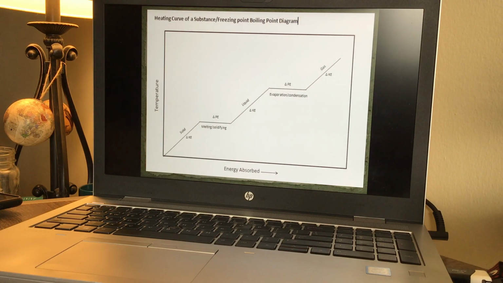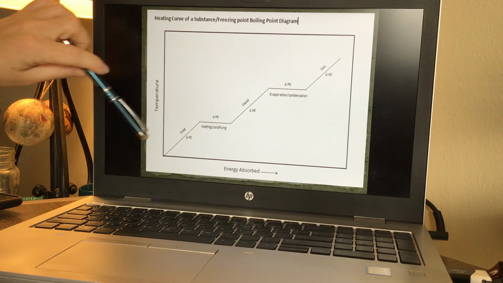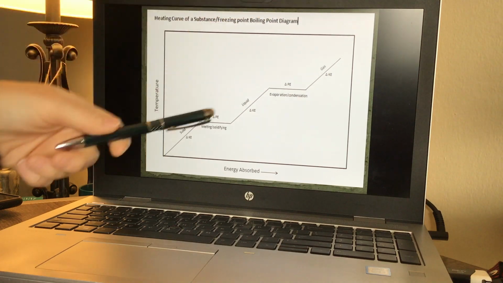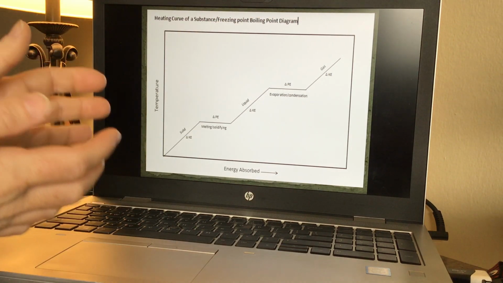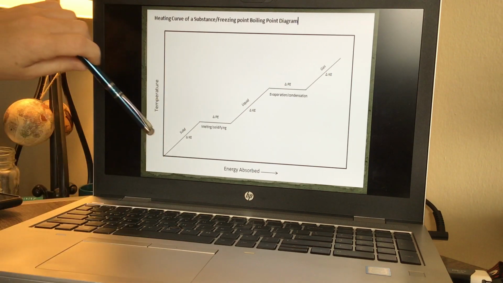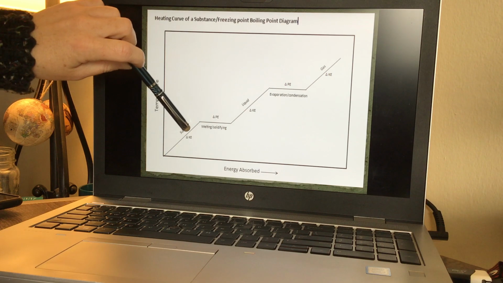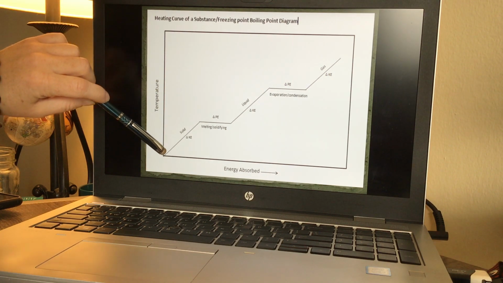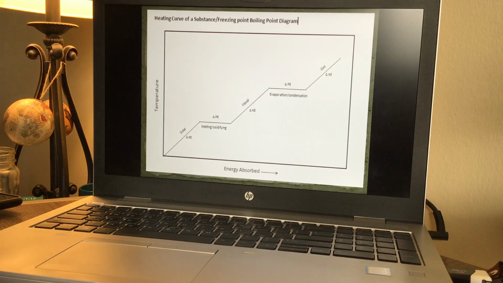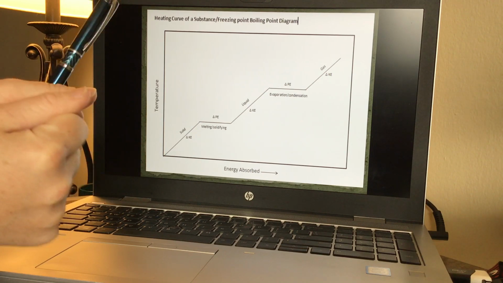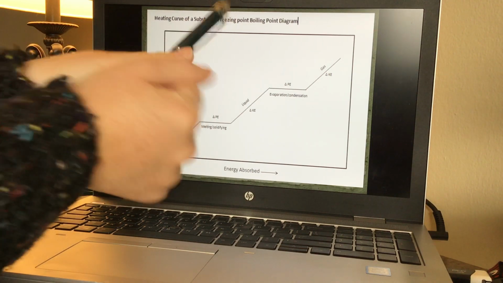I also want to compare this to kinetic and potential energy. On all the lines where the temperature changes, that's a kinetic energy change. And if you remember, kinetic energy is the motion of particles, so how fast or slow they're moving. So if there's a kinetic energy change, that means that those particles are moving faster and faster. Okay, so when there's only a solid present, those particles start vibrating more and more as they're being heated or absorbing energy.